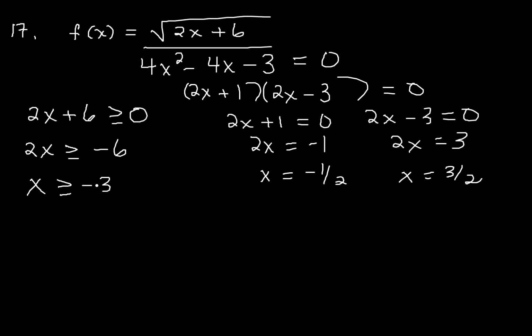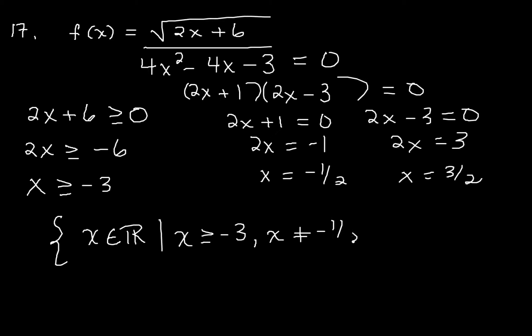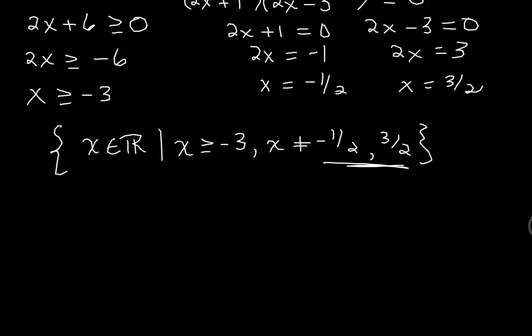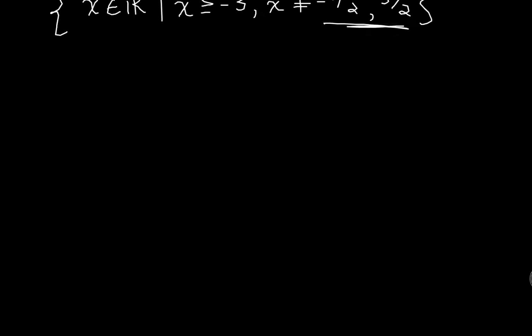So it has to be greater than or equal to negative 3, but it can't equal these numbers, so you're going to make your set. You'd say x is an element of the reals such that x is greater than or equal to negative 3, and x cannot equal negative 1/2, and it cannot equal 3/2. And that would be all the values that would be true for this. If you had a number like negative 4, it would make the numerator negative. And these are the two values that make the denominator equal to 0. Wow, these are taking up a lot of space. Number 19. All right, let's do 19 on this page.